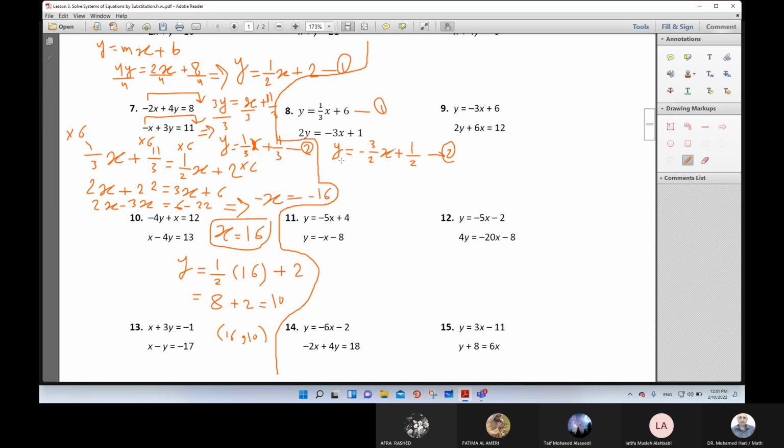Then we can take the value of y in the second equation, then substitute the value of y in the first equation. Put the value of y here: negative 3 over 2 x plus 1 over 2 equal 1 over 3 x plus 6.